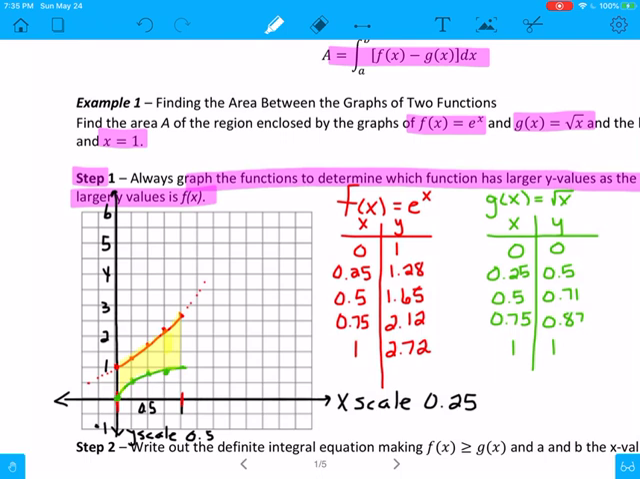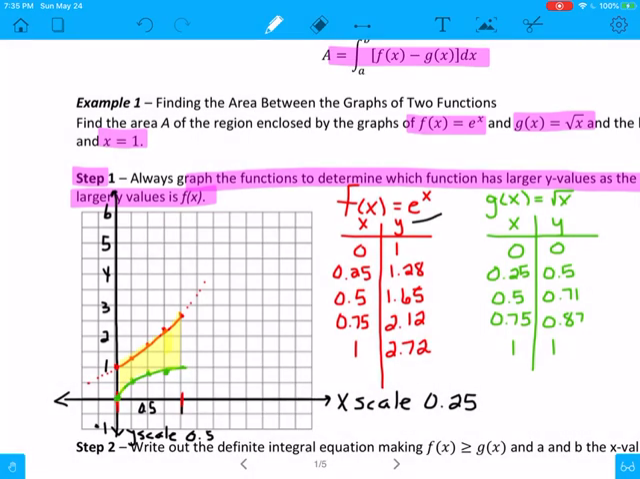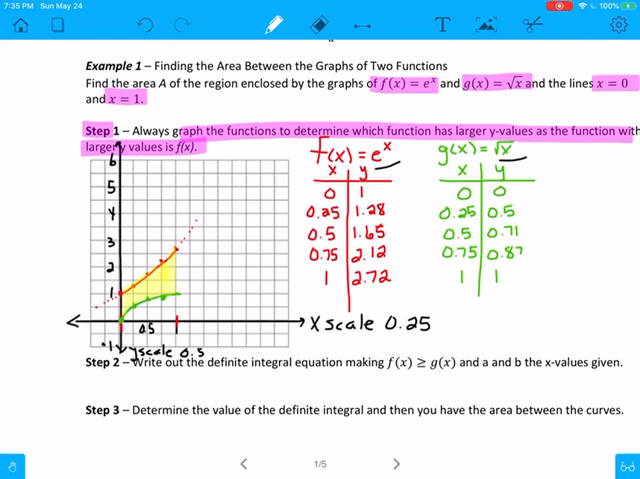Okay, so our rule is that we have to find the higher up graph and subtract the lower graph from it. So the higher graph is the e to the x graph. It's the red graph. And the lower graph is the square root x graph. So it says here, graph it. Step 2, write out the definite integral equation making f of x and g of x and a, b values. So we know that f of x is e to the x, and it's greater than or equal to square root x. So this is going to be my f of x, this is going to be my g of x in the formula.